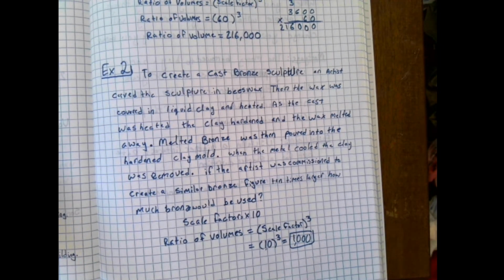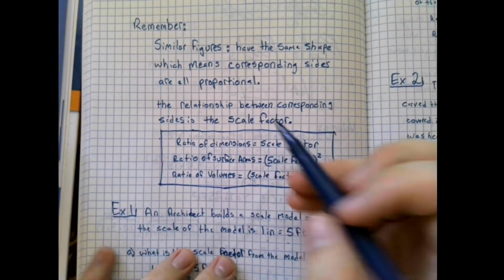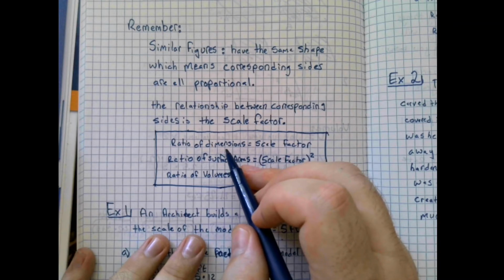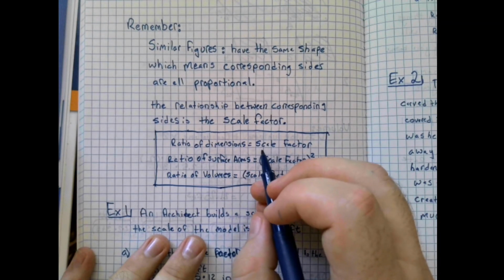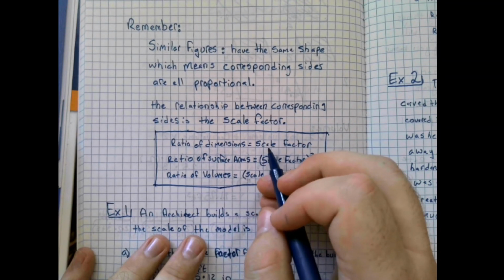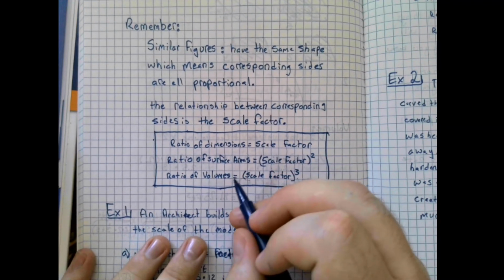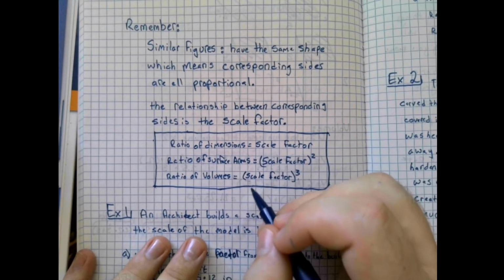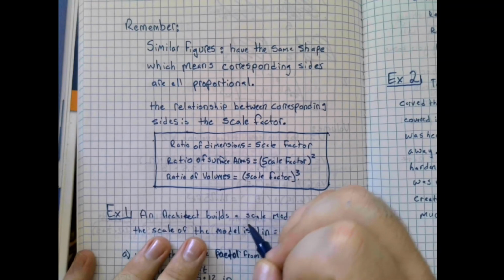As you can see, the important part of this lesson is remembering these relationships here. The ratio of the dimensions, which can be found by putting the dimensions of one shape over the dimensions of the other, is your scale factor. Once you know the scale factor, you can find the ratio of the areas and the ratio of the volumes by doing scale factor squared for area and scale factor cubed for volume.